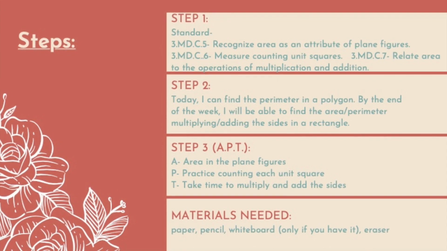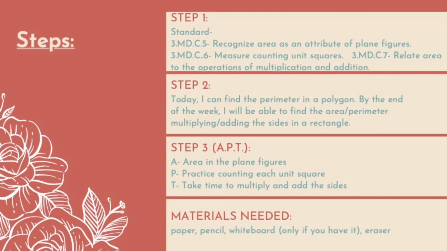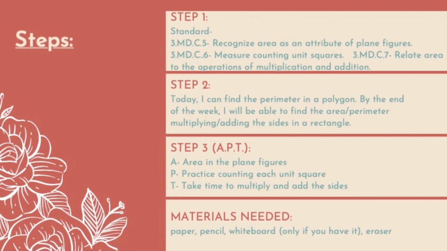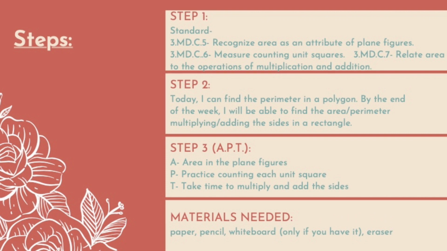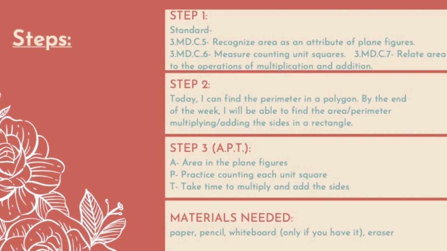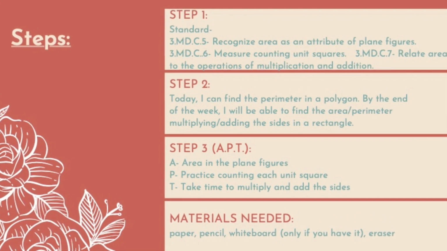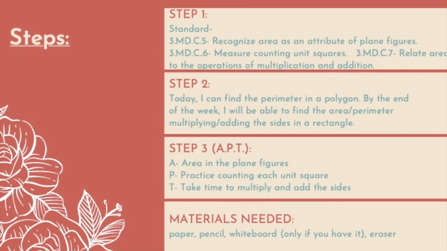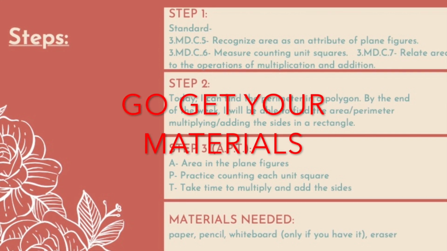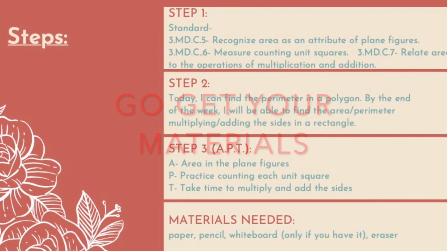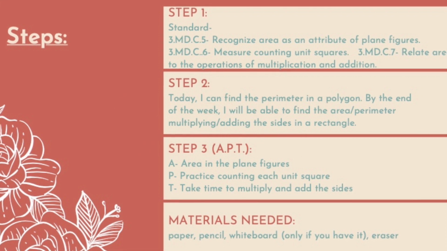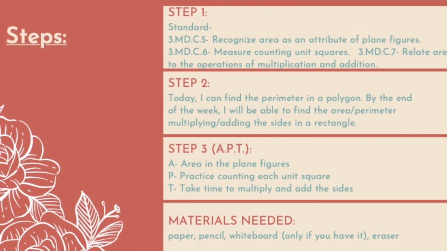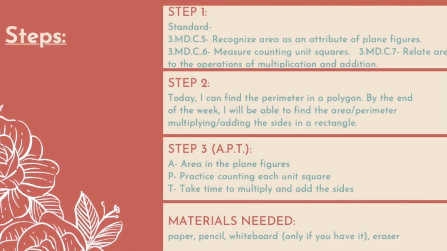The A stands for area in the plane figures. P stands for practice counting each unit square, and the T stands for take time to multiply and add the sides. Materials needed: paper, pencil, whiteboard, only if you have it, and an eraser. Let's get ready for our video song for this week.